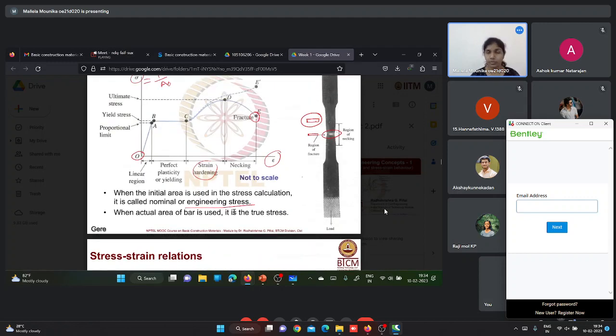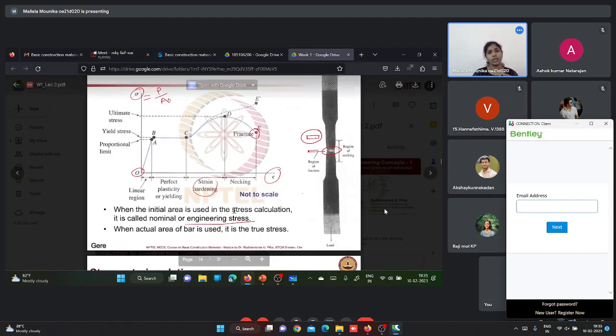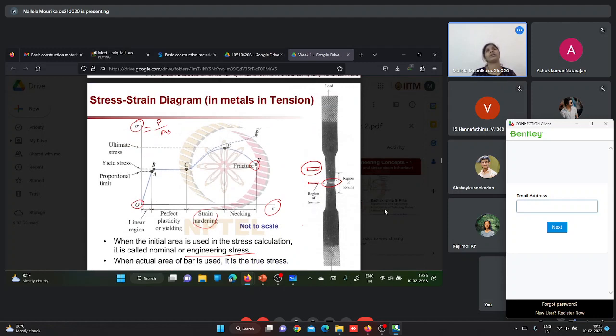So suppose the ultimate point which you are seeing here will be higher in the high grade steel, but it will not have this much strain hardening property or this plastic region. So that is the main difference.